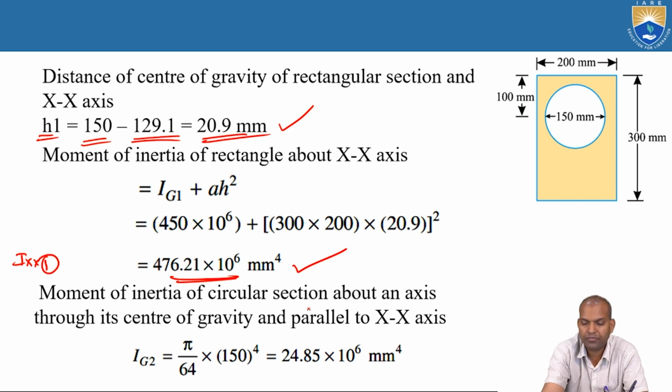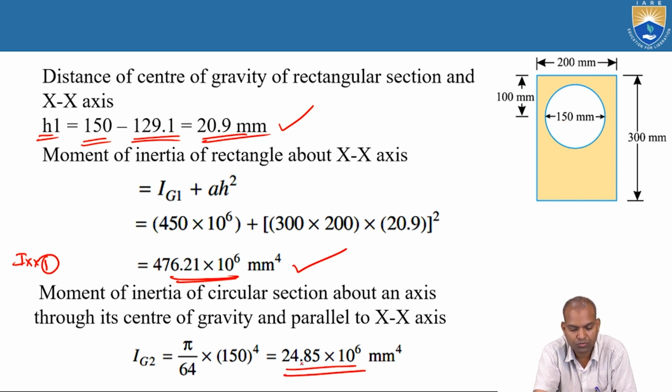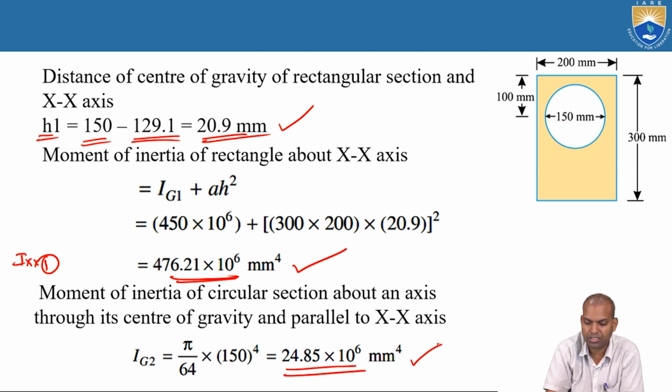Now, the moment of inertia of the circular section about an axis through its center of gravity and parallel to the x axis, that is required. How to find it here? That is Iz2 equal to, what is the Iz2? Pi d power 4 by 64. What is the diameter here? 150 power 4 by 64. That is 24.85 into 10 power 6.